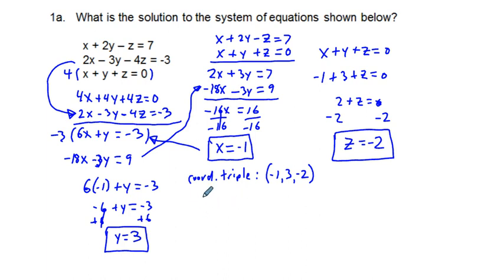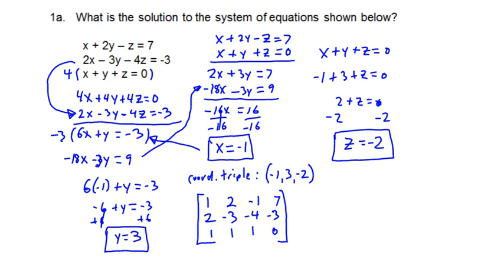Now we can also do this a different way. A lot of my students like to use the matrix function in their calculator. You can rewrite this system in what we call augmented matrix form. So we have the numbers 1x plus 2y minus 1z equals 7, which is our top equation. Our middle equation is 2, -3, -4, -3. And the last one is 1, 1, 1, 0.